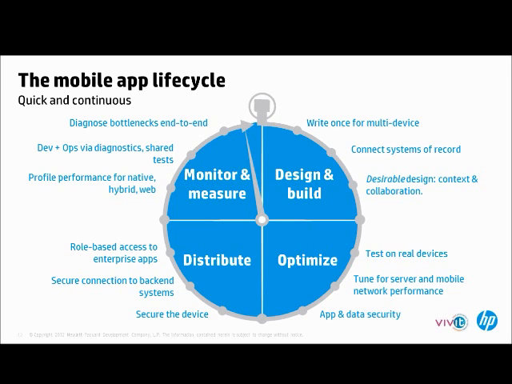The next phase of the mobile application lifecycle is about optimizing or testing. And here again, the concerns are testing on real devices, tuning the applications for both server and network performance, as well as managing the security of the data on the mobile device, as well as the corporate data that might be exchanged. The next stage in the mobile application lifecycle is about distributing mobile apps.